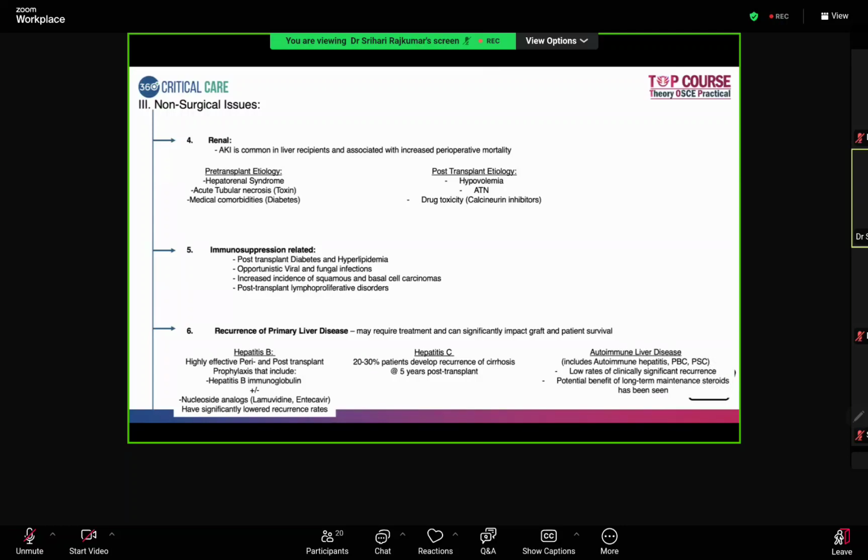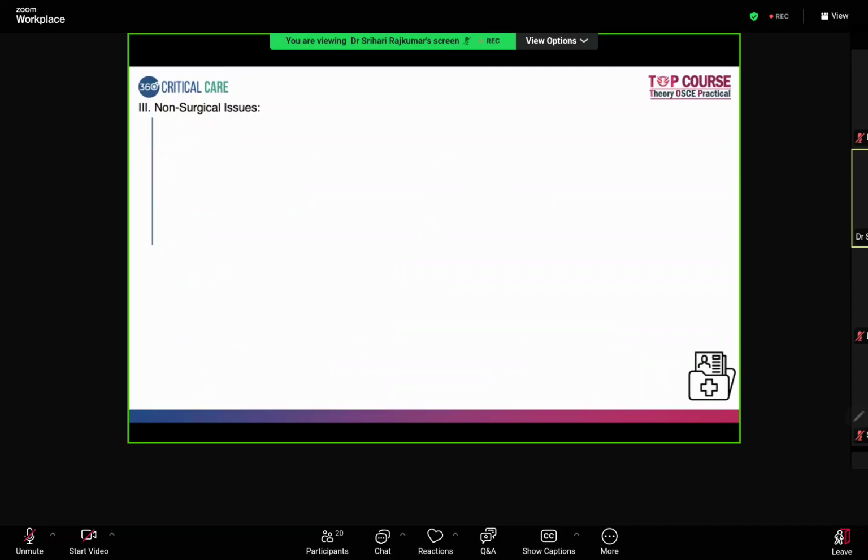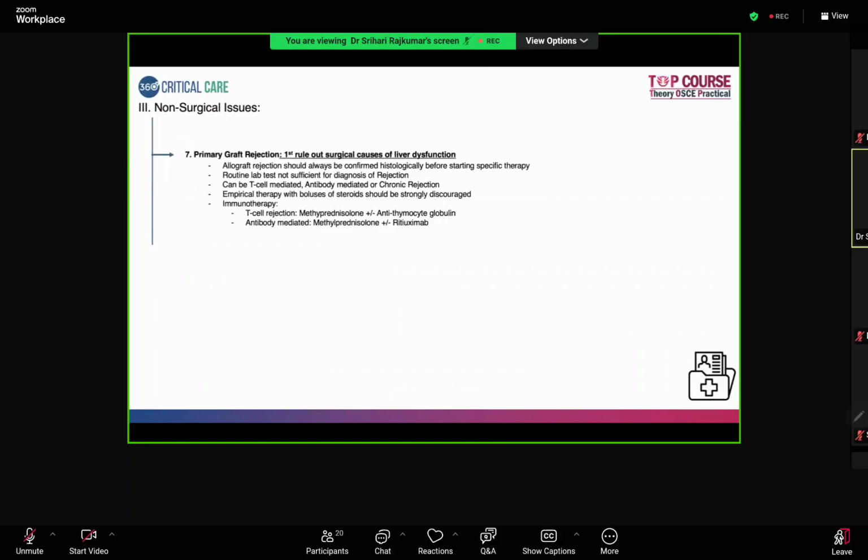So we looked at the neuro, cardiovascular, pulmonary, renal, immunosuppression related, and the recurrence of primary liver diseases. And the last one is primary graft rejection. So the one thing they say is, before you go into a diagnosis of primary graft rejection, the first thing is you need to rule out the surgical causes. That is, you rule out hepatic artery thrombosis, portal vein thrombosis, biliary leaks or strictures. Then after that, you look into these factors.